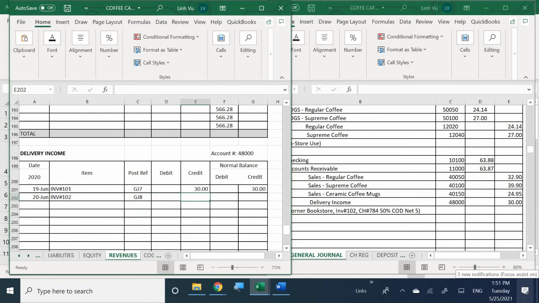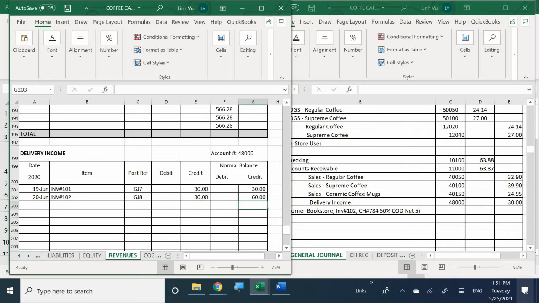All right, and how much was that for? $30. It was for $30. So here my running balance is going to be $60. Okay, so there we go. We updated our ledger. So what is next?